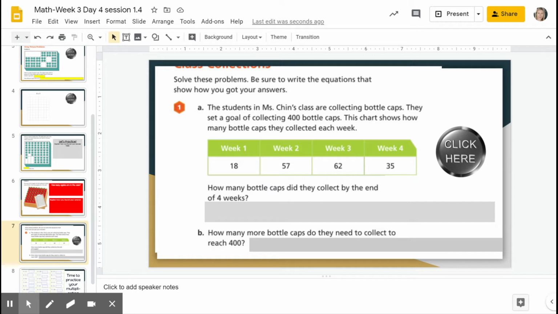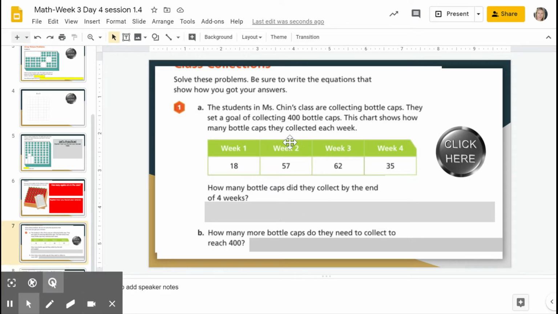So number 1A says the students in Ms. Chin's class are collecting bottle caps. They set a goal of collecting 400 bottle caps. This chart shows how many bottle caps they collected each week. There's two questions that go with this. The first question is, how many bottle caps did they collect by the end of 4 weeks? The second question is, how many more bottle caps do they need to collect to reach 400? So 2 parts to this question.